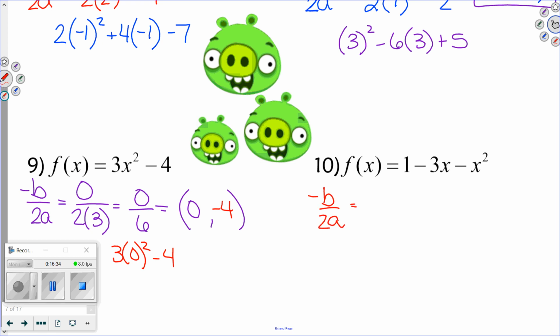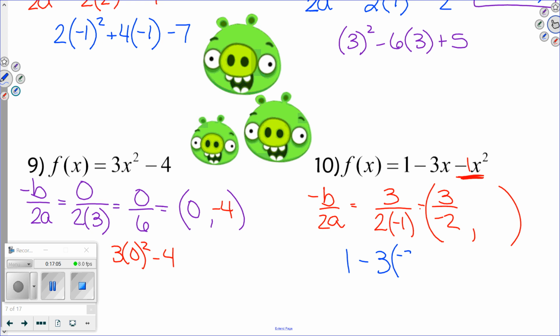All right, guys, let's take a look at this one. So negative b is going to make that positive 3 over 2 times a. What's your a value? It's negative 1, because your a is sitting back over here. It's not in the right order. So we end up with 3 over negative 2. Fractions are just numbers, so don't panic on those. Okay? So we just take that and plug it back in just the same way we did the other ones. So 1 minus 3 times negative 3 halves minus negative 3 halves squared.